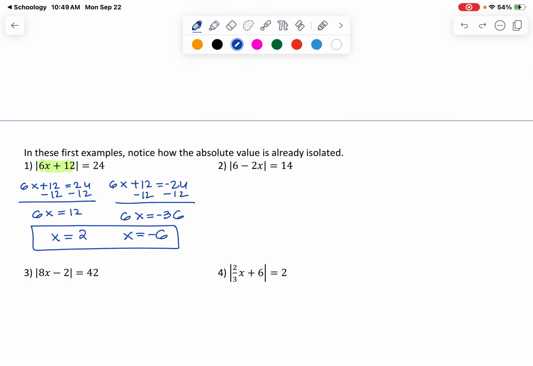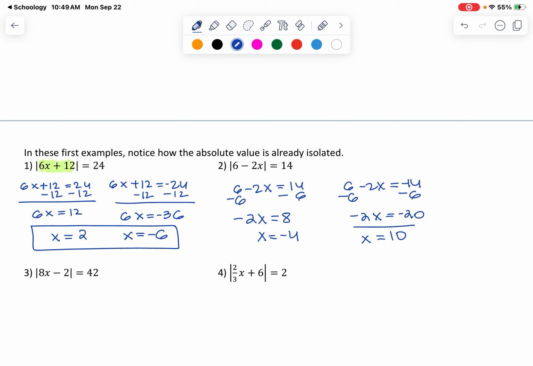Whatever's inside this absolute value can be 14, or it can be -14 and still be true. So subtract 6 from both sides. We have -2x is equal to 8, divide by -2, and we have x equals -4. Subtract 6 from both sides. We have -2x is equal to -20, divide by -2, and we have x is 10. So there are our two solutions once again.